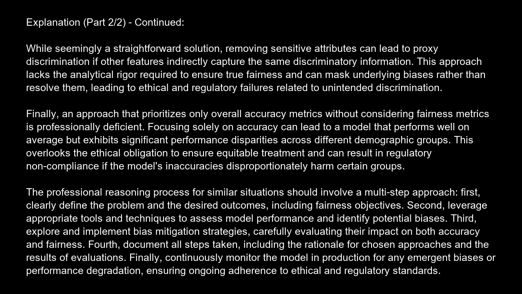The professional reasoning process for similar situations should involve a multi-step approach. First, clearly define the problem and the desired outcomes, including fairness objectives. Second, leverage appropriate tools and techniques to assess model performance and identify potential biases. Third, explore and implement bias mitigation strategies, carefully evaluating their impact on both accuracy and fairness. Fourth, document all steps taken, including the rationale for chosen approaches and the results of evaluations. Finally, continuously monitor the model in production for any emergent biases or performance degradation, ensuring ongoing adherence to ethical and regulatory standards.